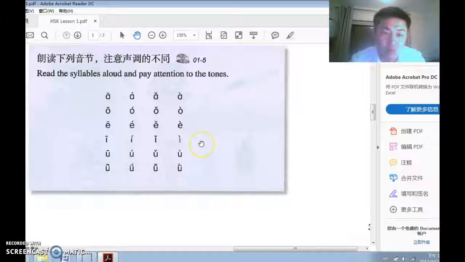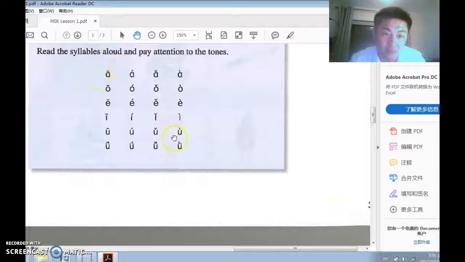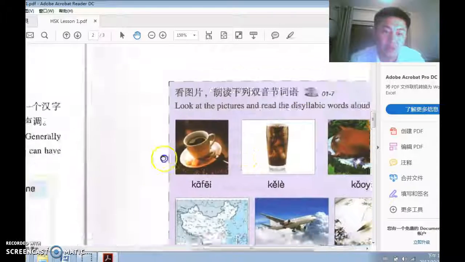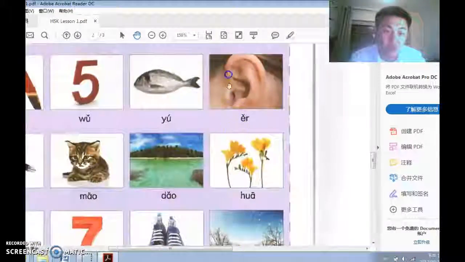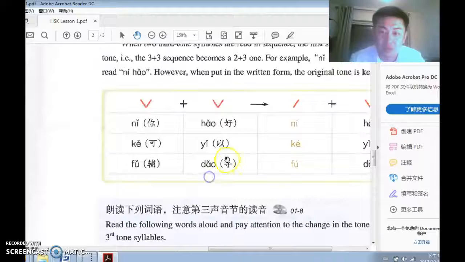So that's lesson one, and yeah, have another try with the tones. 我。Okay. 一一呜呜吁。Okay.